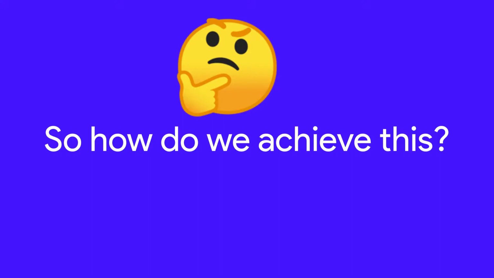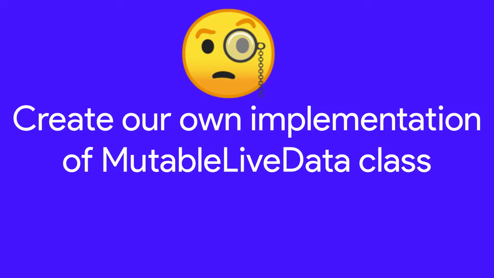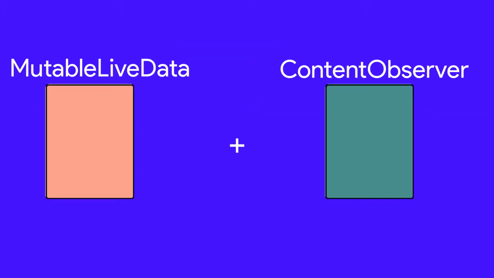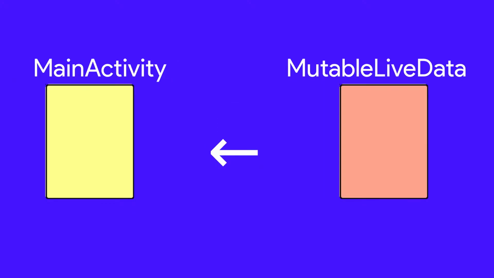So how do we achieve this? We will make our own implementation of the mutable live data class and create a content observer inside, which will notify the live data class whenever there is any change in the URI and post the new values. Further, this live data will post the new values to the UI controller.